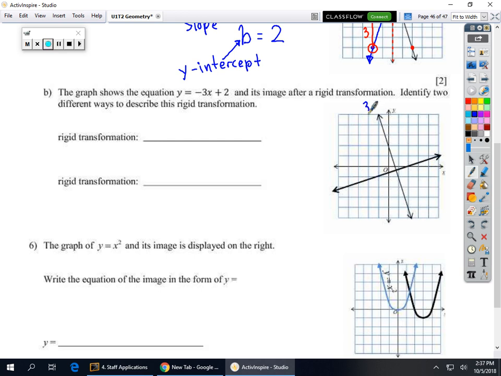Also, this is the original. 3x plus 3. This one's the original. This is my new one. So, well, it's definitely not a translation. Translation means I move it left, right, up, and down.